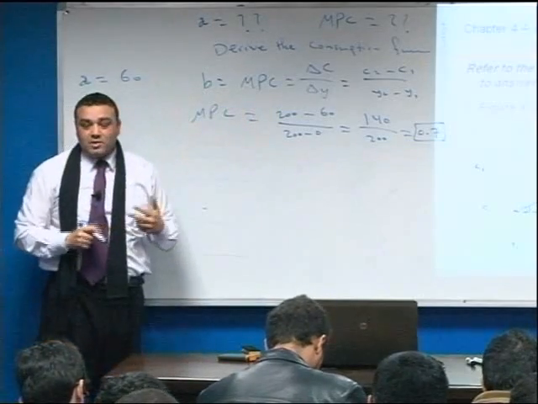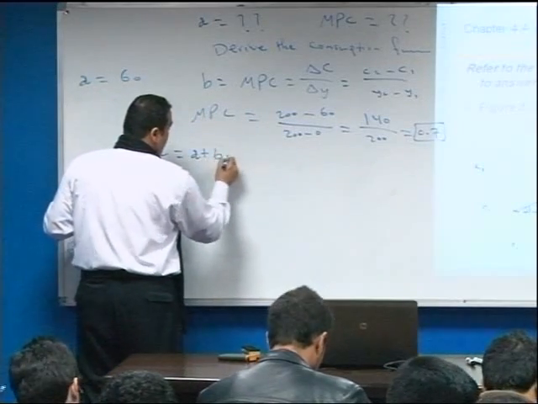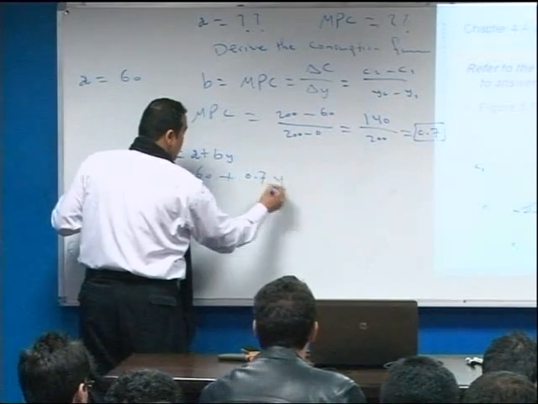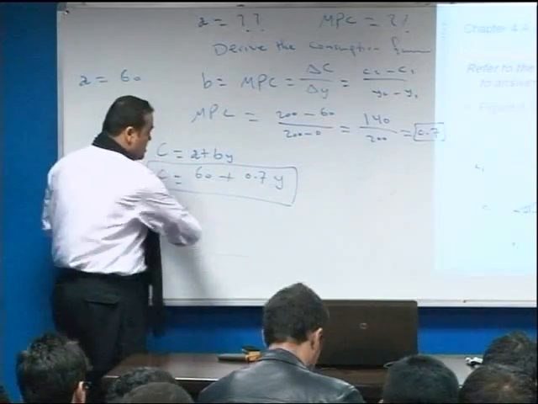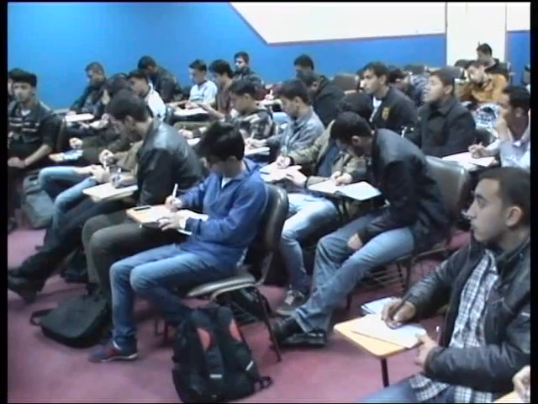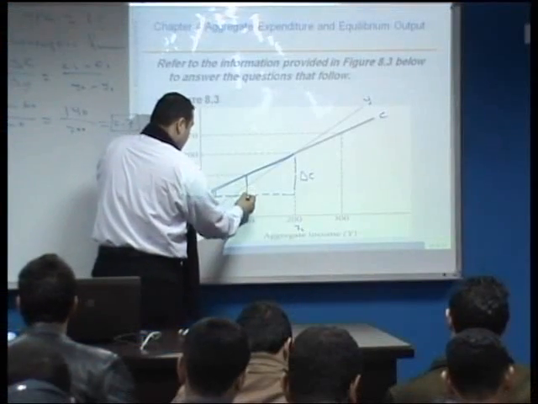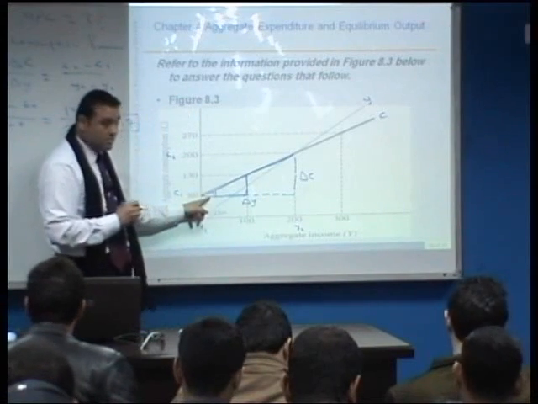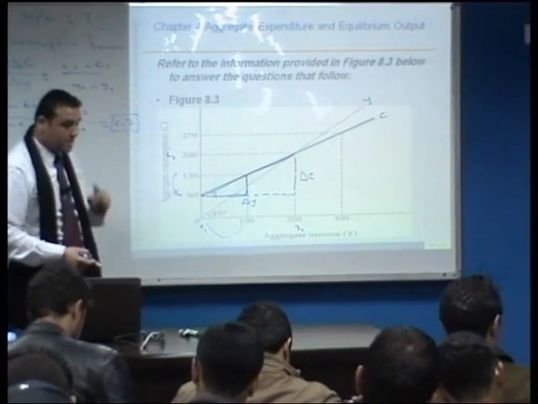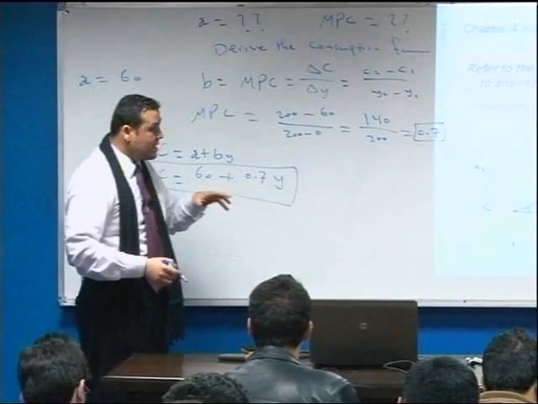Let's derive the consumption function. It's easy. C equals A plus BY. So C equals 60 plus 0.7 Y. This is the consumption function. Now we can take any point of Y and apply it. Let's take this triangle and apply 130 minus 60 over 100. If we took any point of Y in the consumption function, we would get the same result.